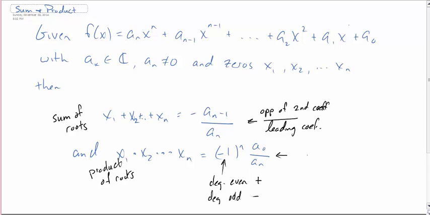And using words here again, it's the constant divided by the leading. And these are the same formulas that we saw back in the quadratic section. And they're fairly simple to apply. It's just a matter of remembering these. It's one more tool that you have for dealing with polynomials.